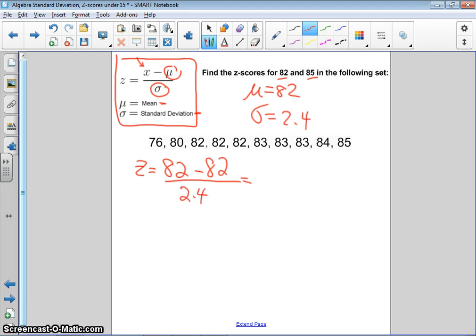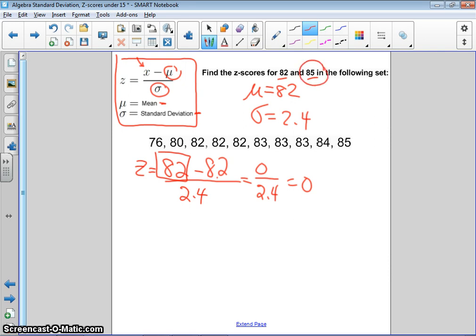Now, 82 minus 82 is 0. 0 divided by anything is 0. So the z-score of 82 is equal to 0. Hopefully that makes a whole lot of sense to you because 82 was also the mean. That's saying literally that we are 0 standard deviations away from the mean. That's what the z-score means. And if we're asking for 82 and the mean is 82, then it only makes sense that we should get a z-score of 0.